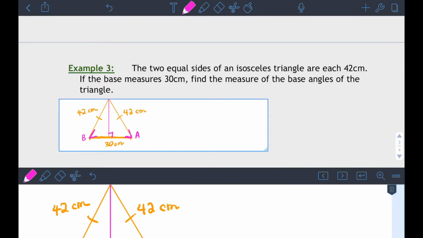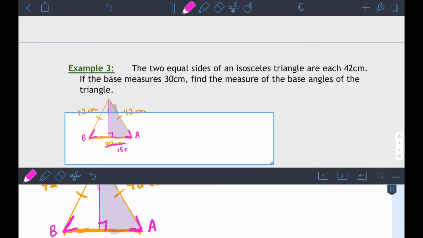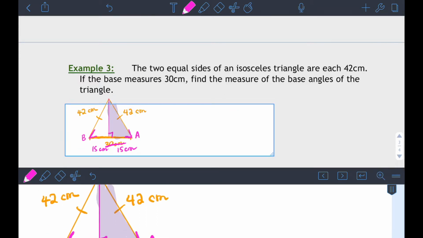So let's go ahead and do that, and we'll just look at one half of it since we need to work with a right triangle. If I look at just one piece of it, now this side in that half of my triangle at the bottom there is 15 centimeters instead of 30.